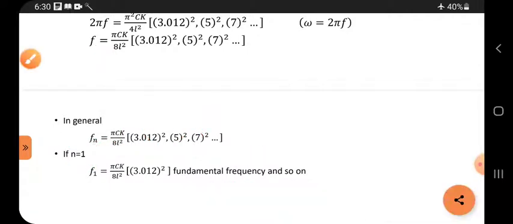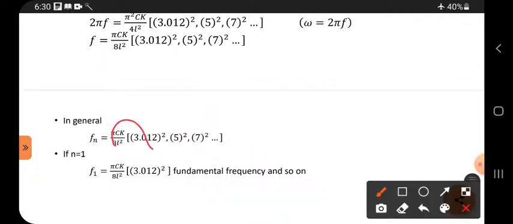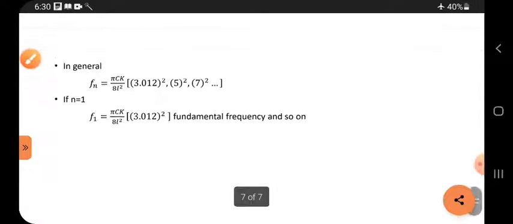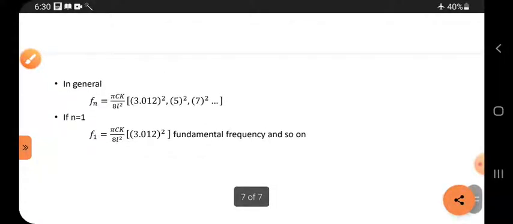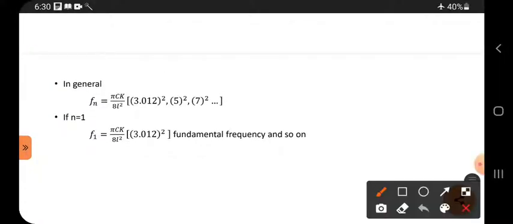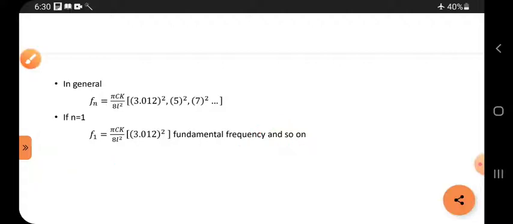n equals 1 means this term into this. n equals 2 means this term into this. n equals 3 means this term into this. Like this we can write all the frequencies for all the overtones also. So the first frequency we generally call the fundamental frequency, and the next frequency, when n is equal to 2, we call it the first overtone. If n is equal to 3, second overtone, like this. Okay friends, thank you.